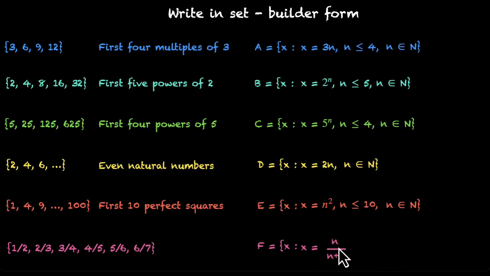And what are the values that n can take? n can take these 6 values: 1, 2, 3, 4, 5 and 6. So n is less than or equal to 6. But to make sure that n takes only these 6 values, we'll have to restrict n to natural numbers. So n belongs to natural numbers. If we don't take n as natural numbers and we only take n is less than or equal to 6, n can also take values like 5.5, 2.3 and so on. Because we only want natural numbers, we have to mention that as well.